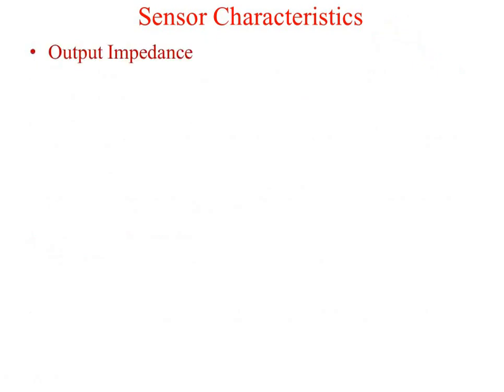Then output impedance. We know that your sensor is one device which is connected to the input of a circuit. So whenever there is impedance matching, the output is either in series with the source or input of the next circuit, or it will be in parallel to that circuit, and that affects the overall process of your system. So you need to consider this output impedance also.